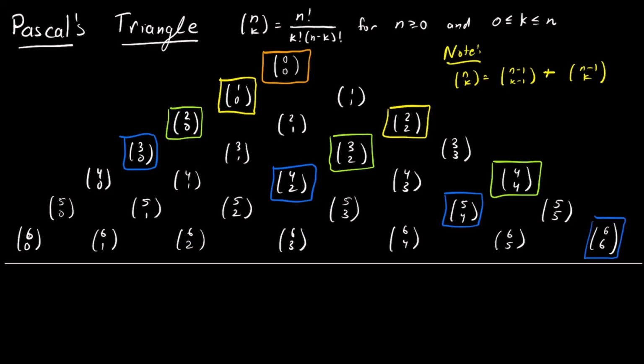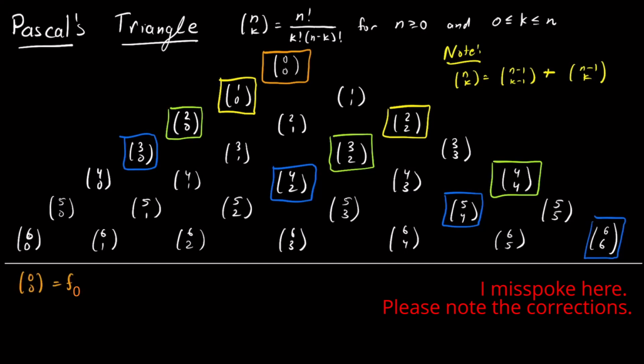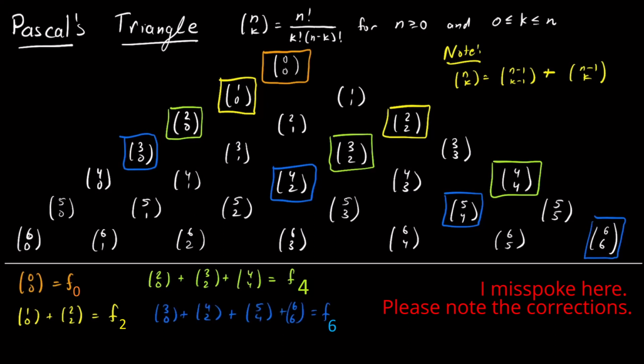Okay, so what did we get? Well, we should have that 0 choose 0 is F2, 1 choose 0 plus 2 choose 2 is F4, 2 choose 0 plus 3 choose 2 plus 4 choose 4 was F6, and 3 choose 0 plus 4 choose 2 plus 5 choose 4 plus 6 choose 6 is equal to F8. And what do we notice about each of these? In each of these, we notice that the number at the top is always being incremented by 1. So here we have this pattern 3, 4, 5, 6, while the number at the bottom is being incremented by 2.